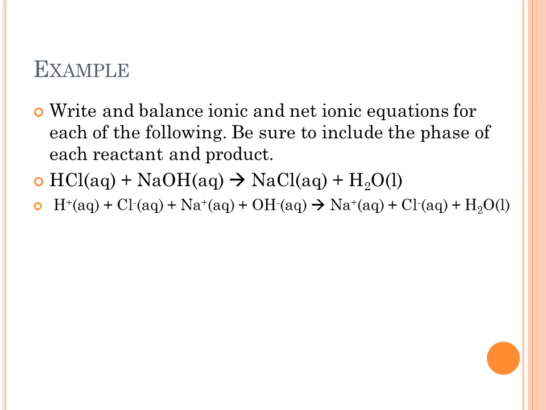We've got H plus, Cl minus, plus Na plus, OH minus. And on the product side we've got Na plus, Cl minus, plus the water, which we did not ionize. The sodium and the chloride ions are present on both sides, and so they cancel, leaving us with H plus aqueous plus OH minus aqueous reacting to form water, which is our net ionic equation.